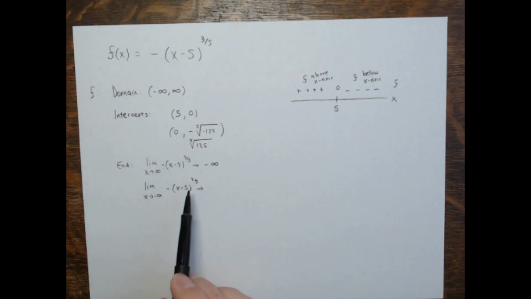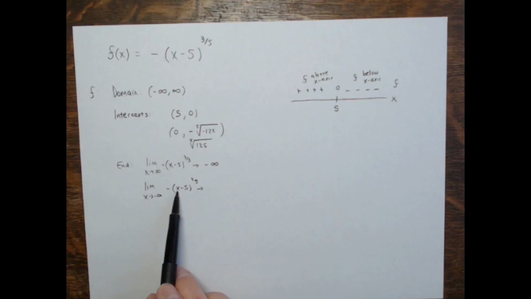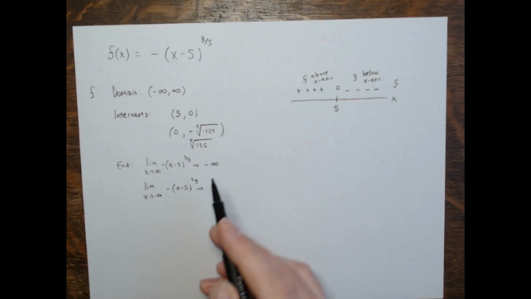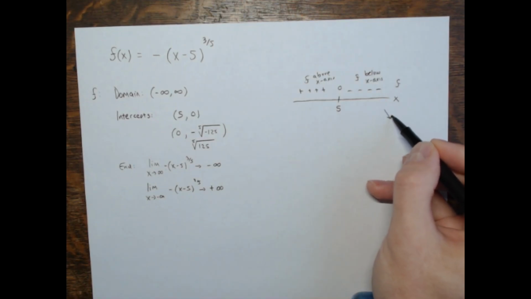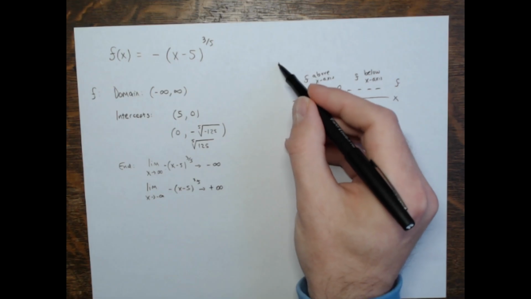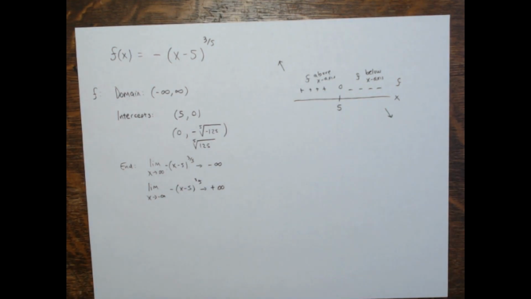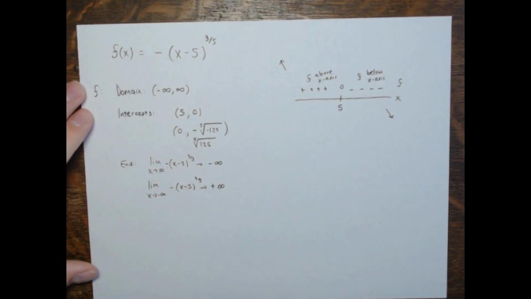Well, this will go to positive infinity, right? Because the expression here would be a big negative number to an odd root, odd power. So that's going to be a big negative number, but then times -1 is a big positive. So we're going down forever on the right end, and we should be going up forever on the left end. All right, there's my end behavior.